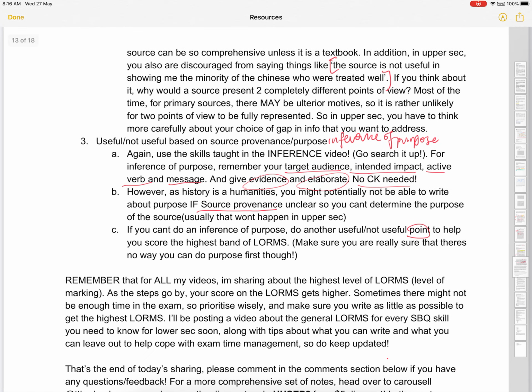So to help you score the highest band, before you do that, make sure you're really sure that there's no way you can do purpose first. Remember that for all my videos, I'm actually sharing about the highest level of LOMs. So as the steps go by, step 1, step 2, step 3, your score on the LOMs gets higher. Sometimes there might not be enough time in the exam, so prioritize wisely. Make sure you write as little as possible to get the highest LOMs. I'll be posting a video about the general LOMs for every SBQ skill you need to know for lower sec soon, along with tips about how you can write, what you can write and what you can leave out to help cope with exam time management.